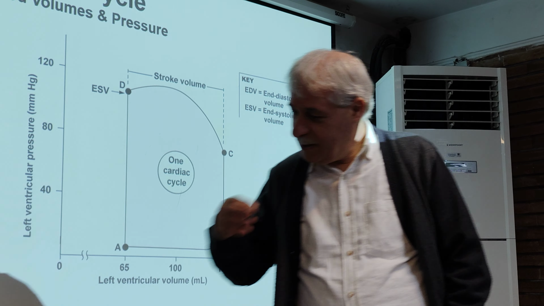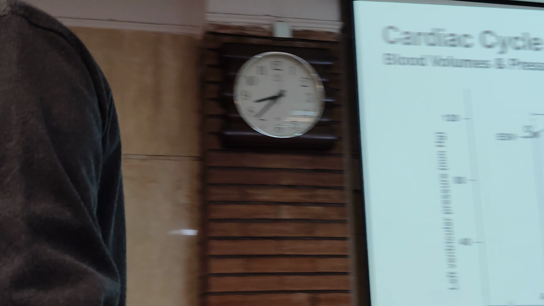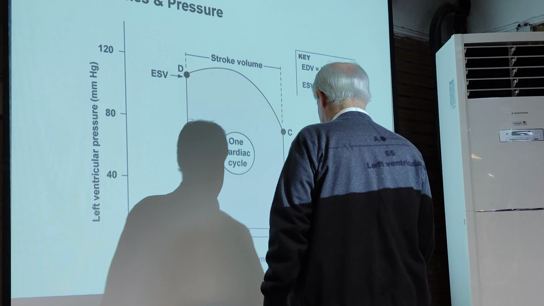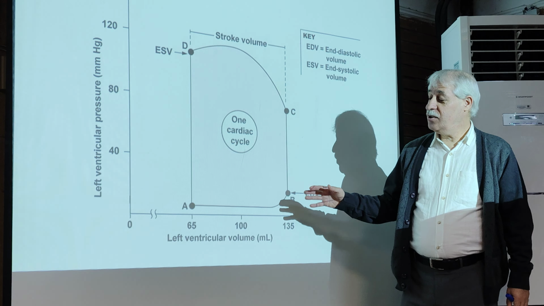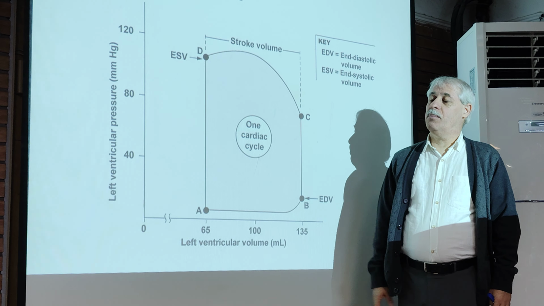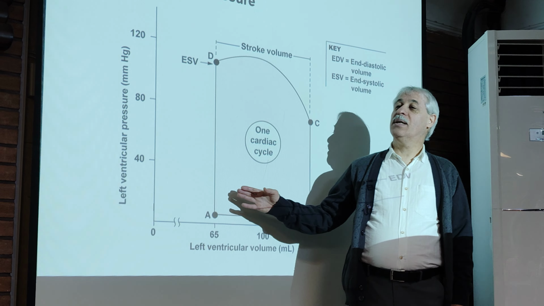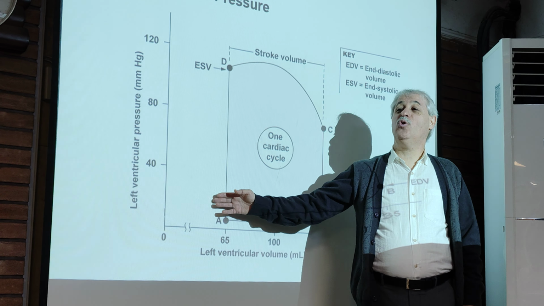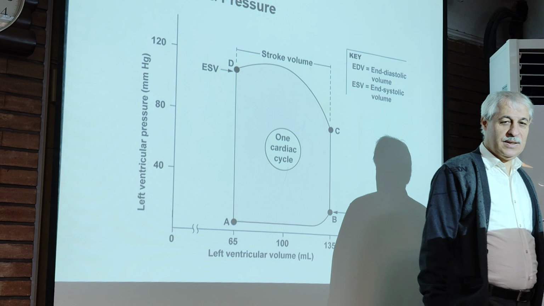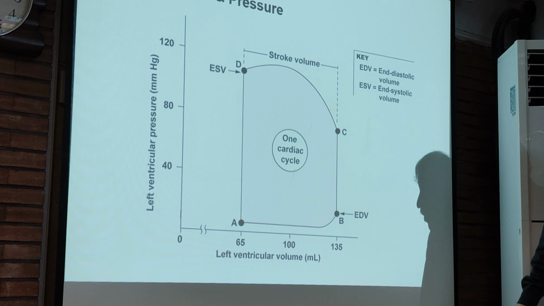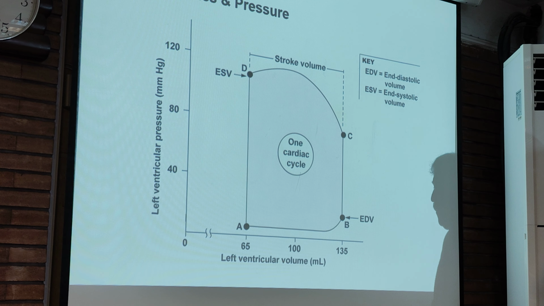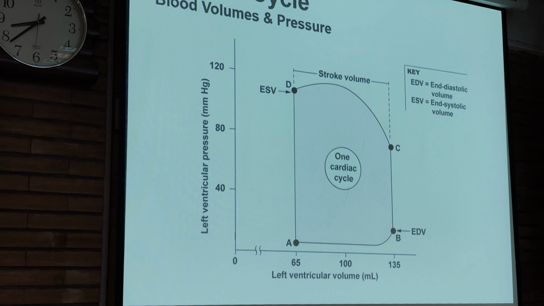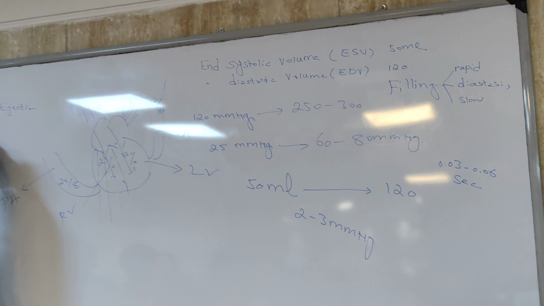Now, this diagram is very important. In most cardiac physiology books, this diagram is broad. This is called the volume pressure diagram. Let us discuss this diagram more.